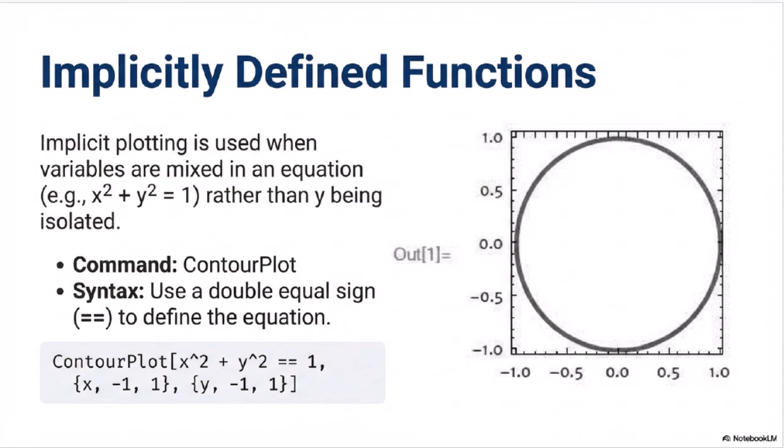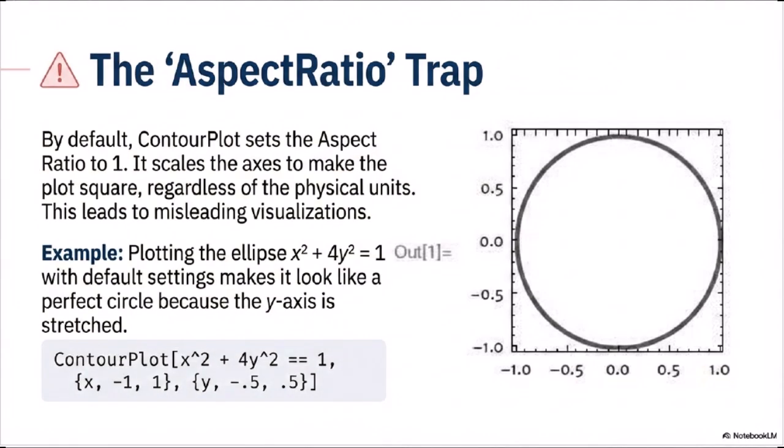See how y isn't spelled out on its own? The equation just gives us the relationship, the rule that any point x, y has to follow to be on that circle. Now, to plot these kinds of things, we need a different command. It's called ContourPlot. So let's try it with the equation for an ellipse, which is x squared plus 4y squared equals 1. We run the command and, well, Mathematica gives us this plot.